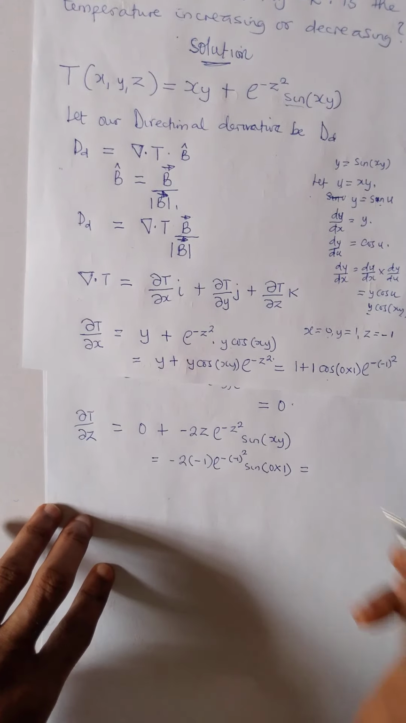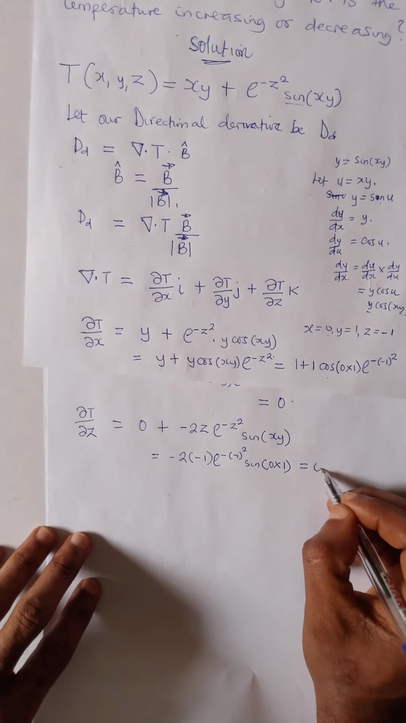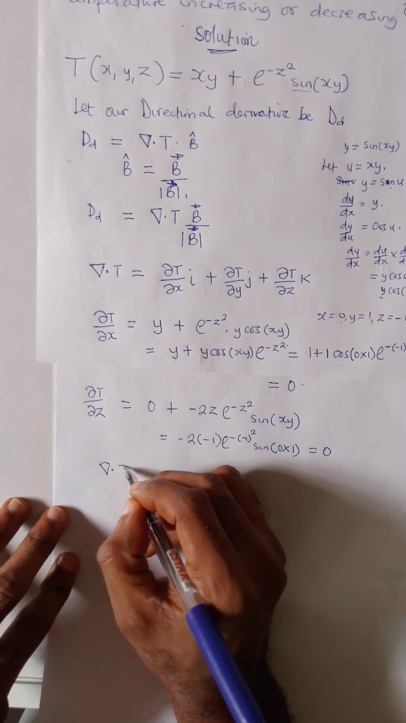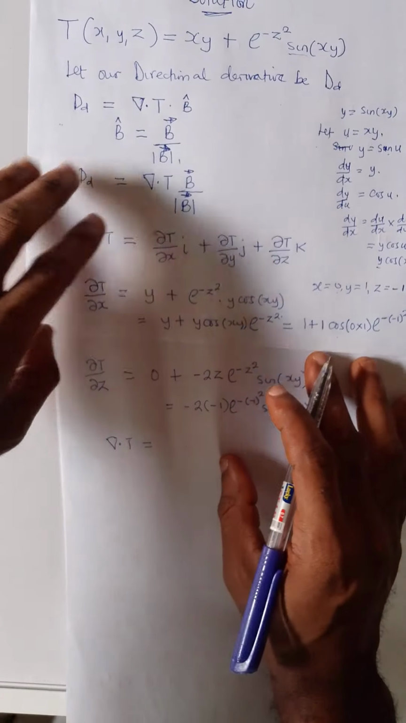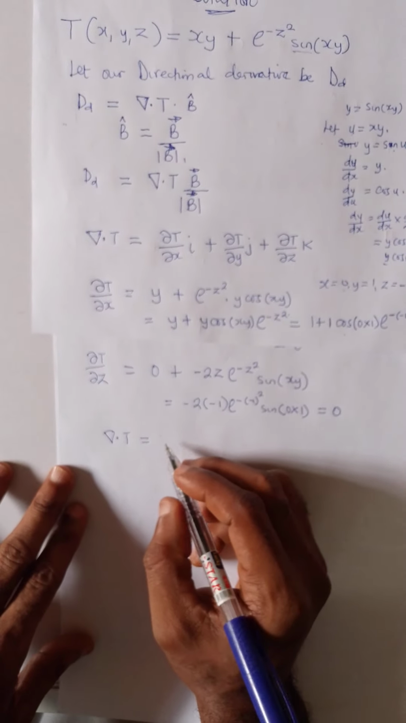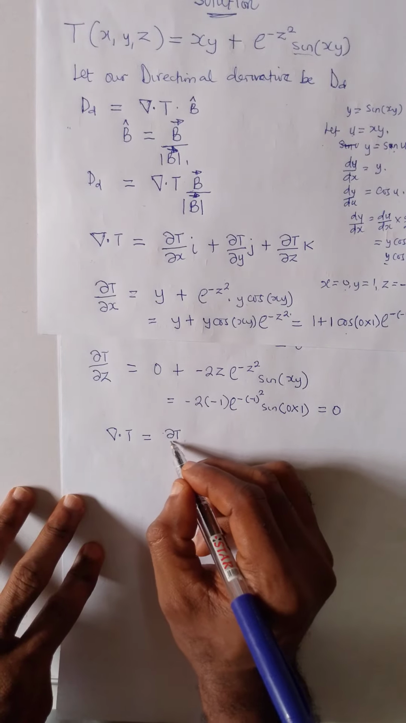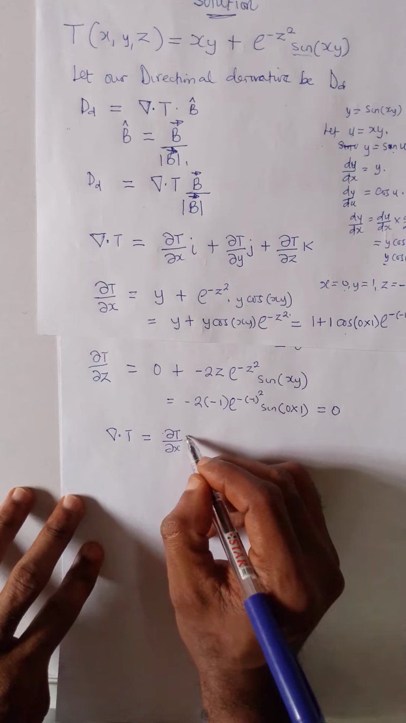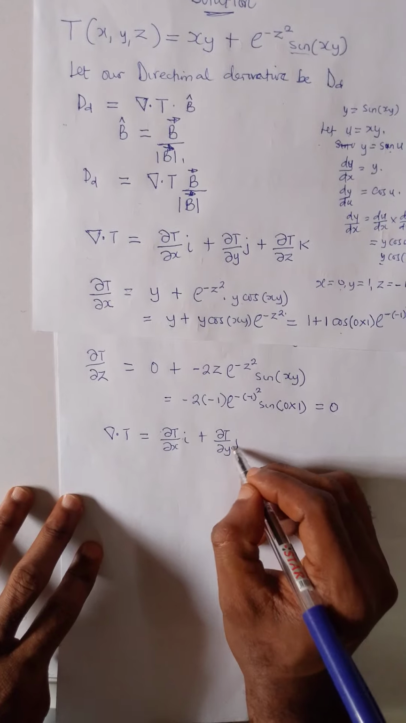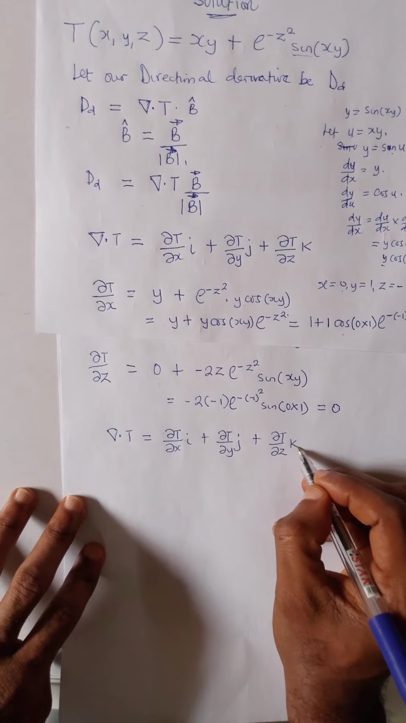Okay, and so when we solve this out, we are going to have that this will give us 0 again. So what do we have? It means that our operator of temperature, which is equal to this formula here, is dt over dx i plus dt over dy j plus dt over dz k.